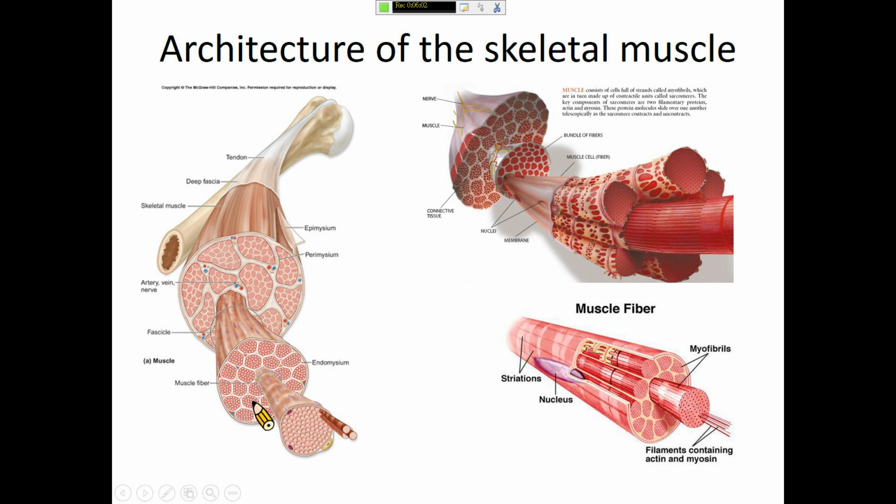So this one particular fiber, this is called a muscle fiber. Okay, so within this fascicle there are a lot of muscle fibers, as you can see. So if you look at this muscle fiber, and it's here on the bottom right, this is one muscle fiber.